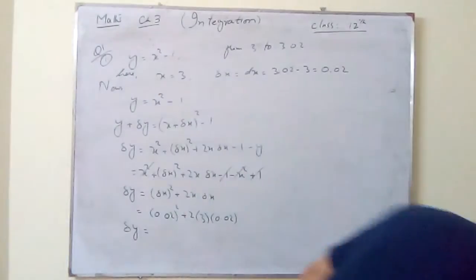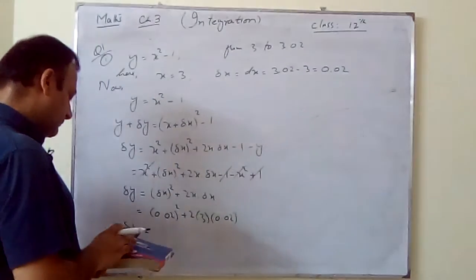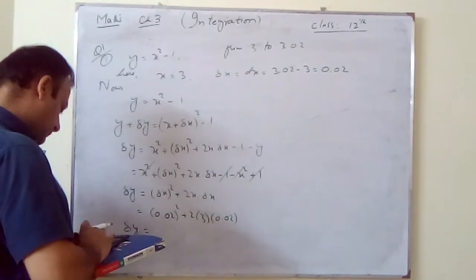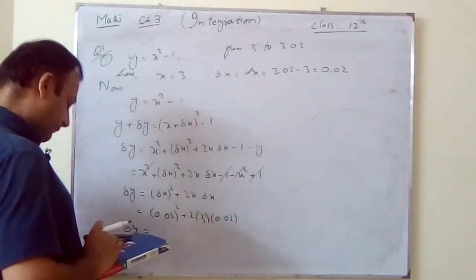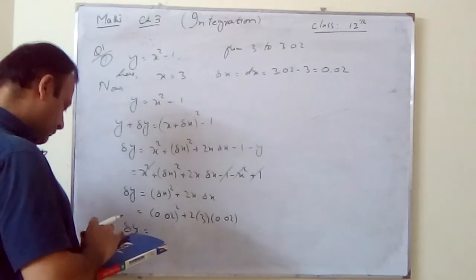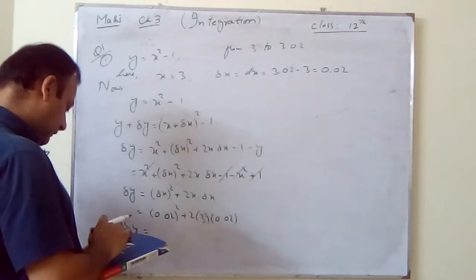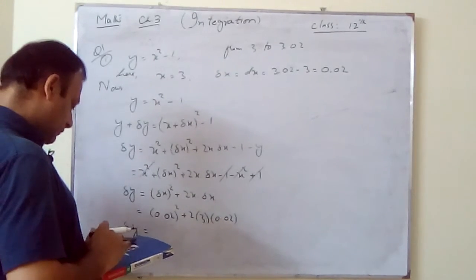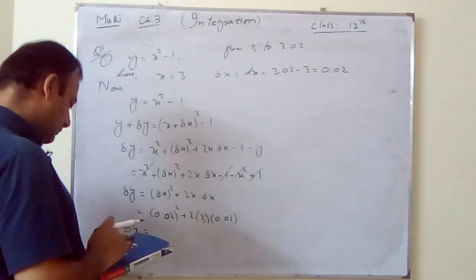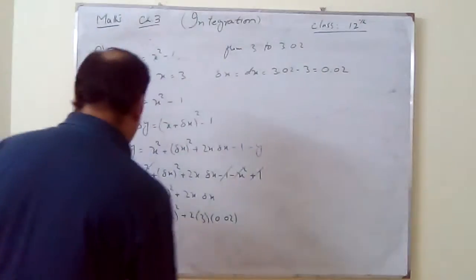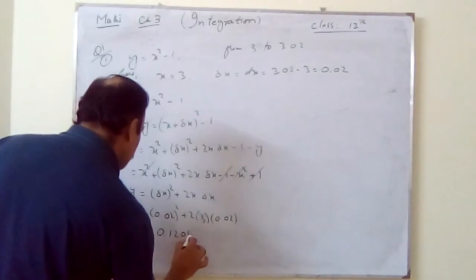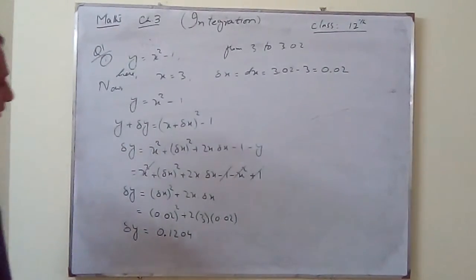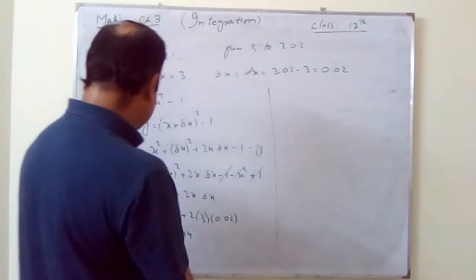So we get the answer for delta y. Whatever the answer may be, plus 2 into 3 into 0.02, it is around 0.1204. You may check the calculation, but it is approximately equal to this. Now this is delta y.